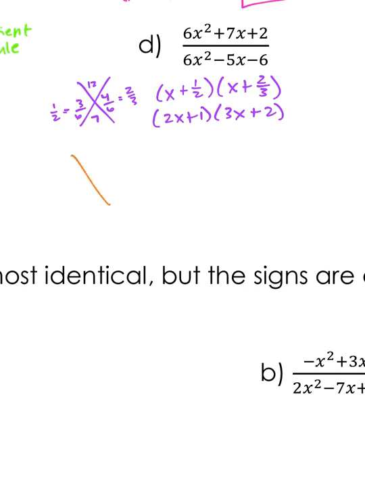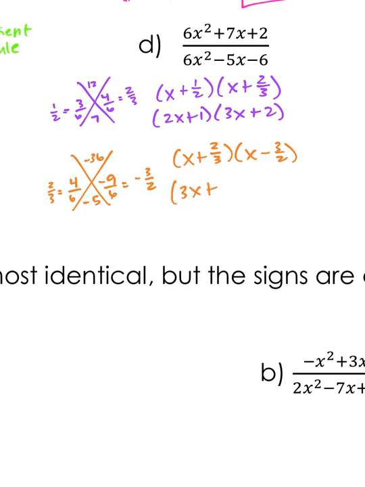For my denominator, 6 times negative 6 is negative 36. B value is negative 5. So numbers that multiply to make negative 36 and add to make negative 5 are 4 and negative 9. And then again, divide by my a and simplify. So this is negative 3 over 2. This is 2 over 3. So x plus 2 over 3 and x minus 3 over 2. When I rewrite those, I get 3x plus 2 and 2x minus 3.